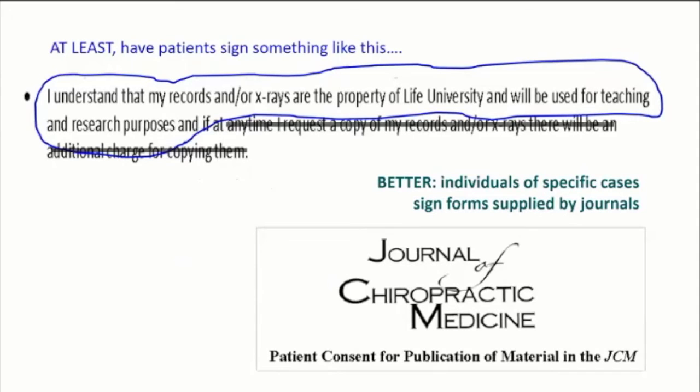Dr. Neff also mentioned something about signing forms, and it is better if you know that you're going to publish a case and you can get in touch with the patient. It's always better to use the form that the journal supplies. I've got the Journal of Chiropractic Medicine up here because I have published one case in there and we use their form. Life University's clinic system has a single sentence that when patients come in for care, they sign a consent that just says, I understand my records could be used for educational research purposes, or at least something like that.